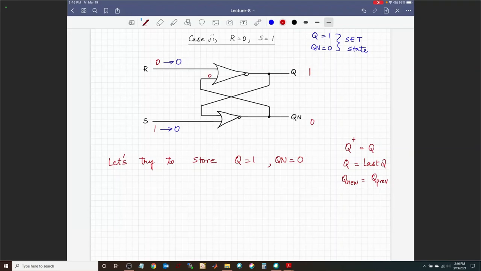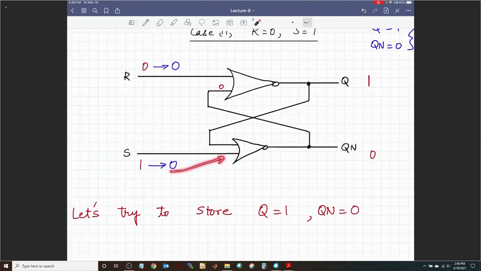So I've changed my input, this one. When I change this S from 1 to 0, what can you say about this input right here? The other input to the bottom NOR gate. So this is 0. What about this? It is still 1, right? Nothing has changed on the output side. That 1 is available over here. So if that 1 is available over here, that is going to make sure that this 0 continues to be a 0. So I've changed my input, but my Qn at least has not changed yet.